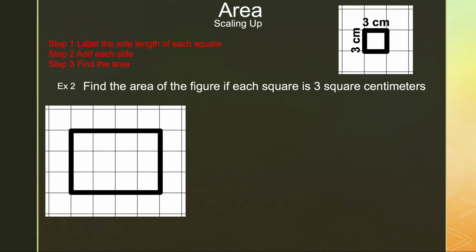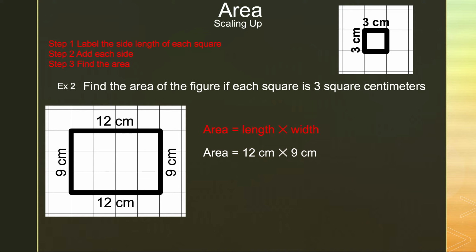So now we're going back to the first method, which is writing down each side length. So let's go ahead and do that. So each one is 3. So now we're going to go ahead and add them together. Just find each side length. So the top is 12, the right is 9, the bottom is 12, and the left is 9. So now we're going to use the area formula, length times width. We're going to do 12 times 9, which gives me 108 square centimeters, or 108 centimeters squared.